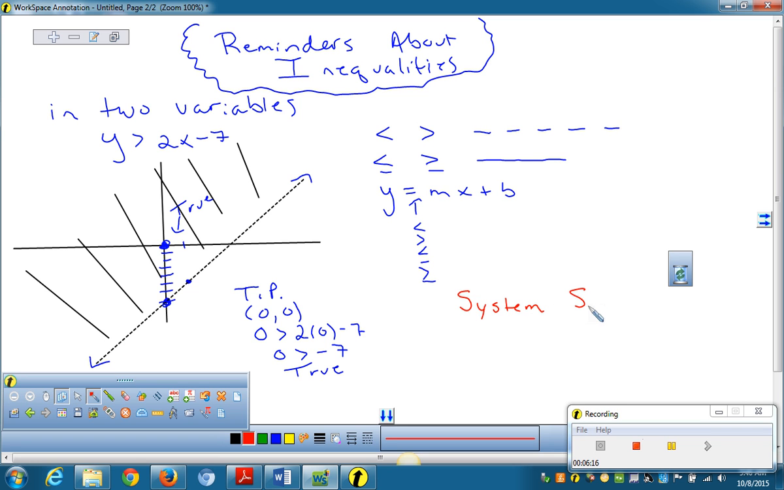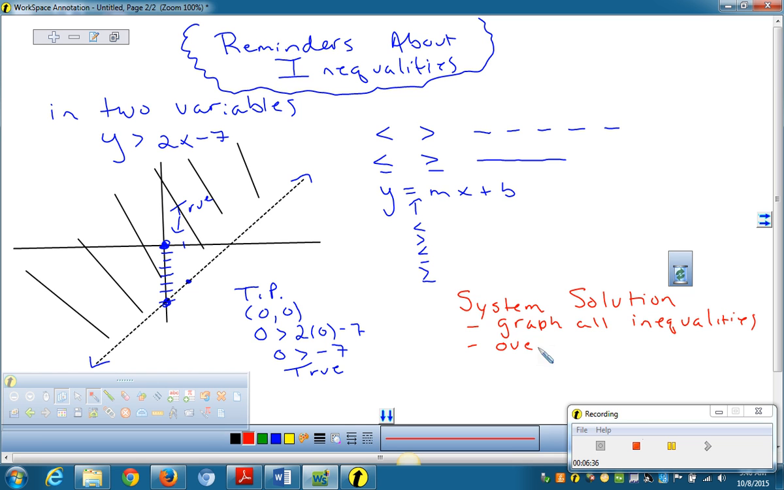Okay. All right. System solution. Let's stay focused. You will graph all inequalities. And the overlapping shading region is your solution region.